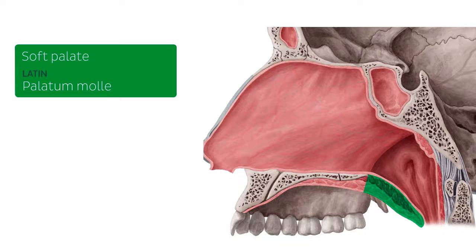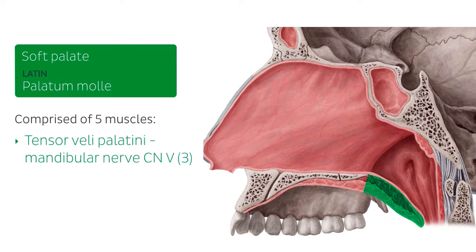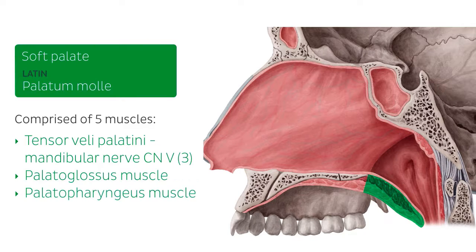The soft palate has no bony components and is comprised of 5 muscles used in swallowing. They are tensor veli palatini, which is innervated by the mandibular nerve, cranial nerve 5, the palatoglossus muscle, the palatopharyngeus muscle, levator veli palatini, and musculus uvulae.